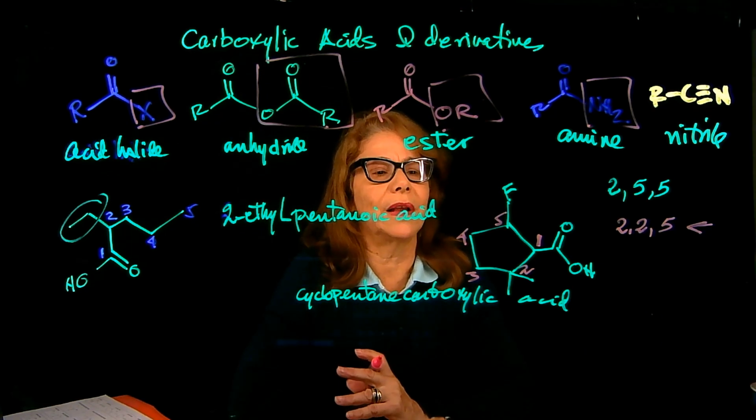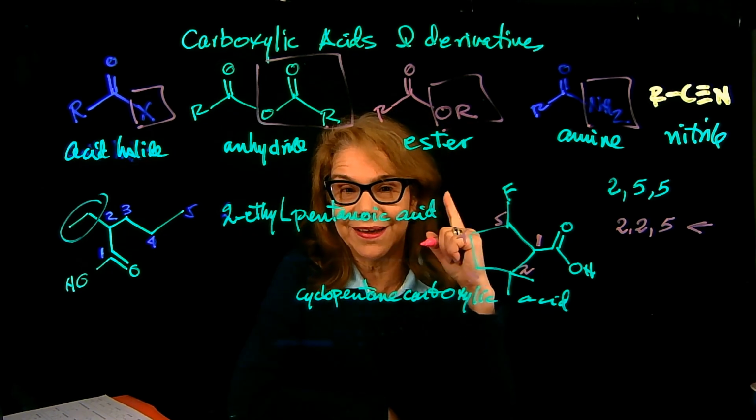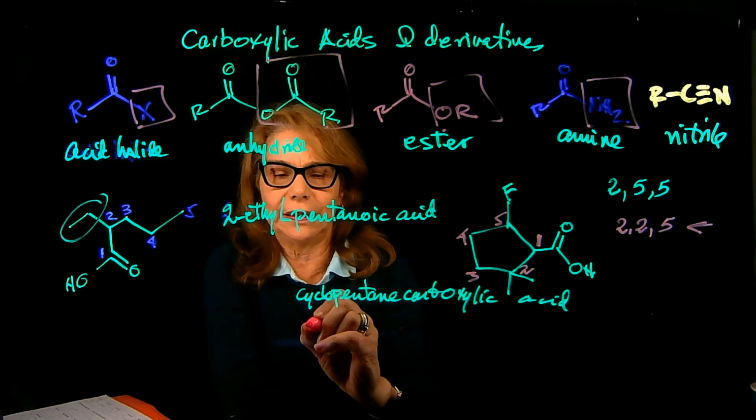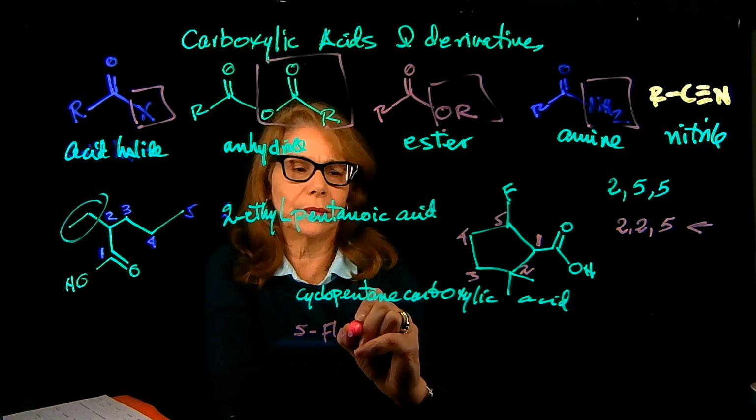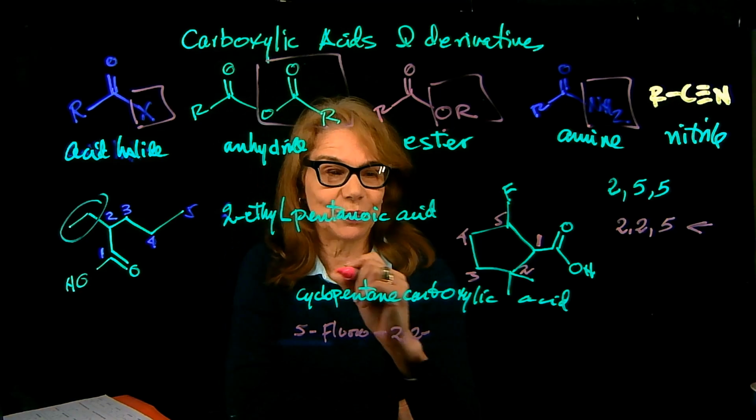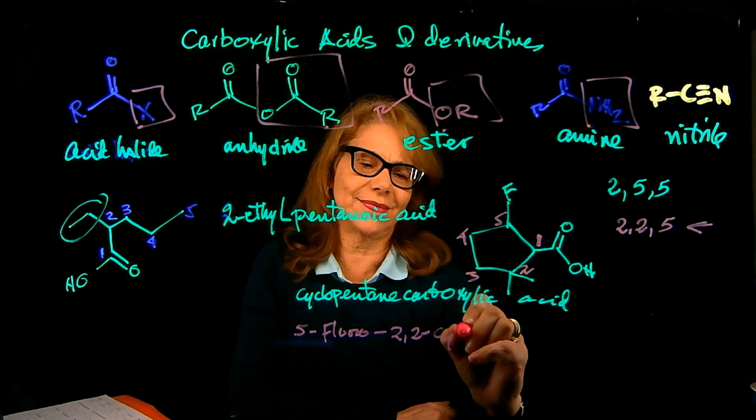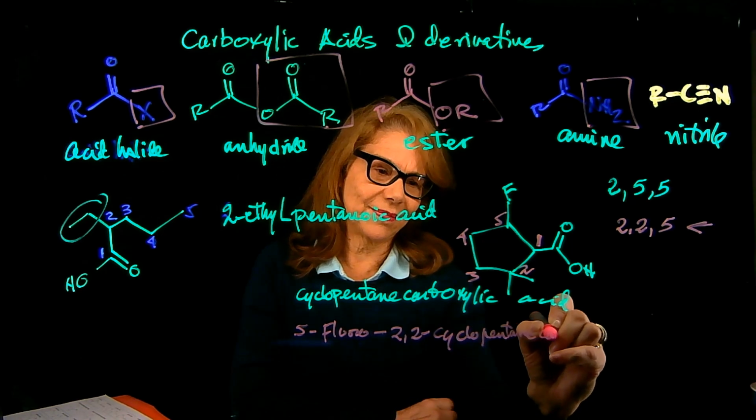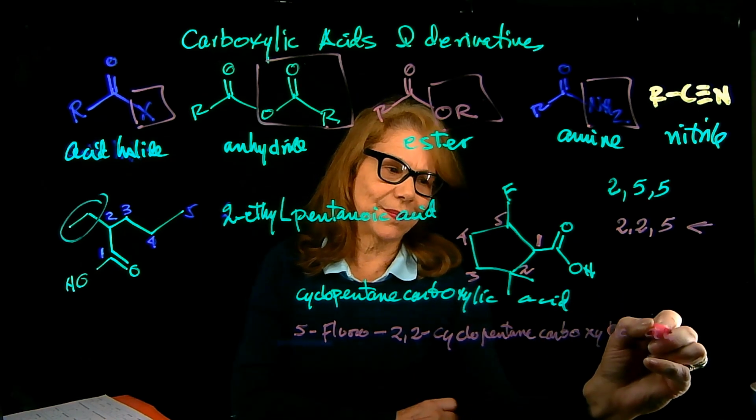Then we need to list alphabetically. These are 2 methyls, so it is a dimethyl, but fluorine goes first alphabetically. So the name would be listing the substituents, 5-fluoro, and then 2,2-dimethyl, because I have 2 methyls in position 2, and then cyclopentane carboxylic acid.